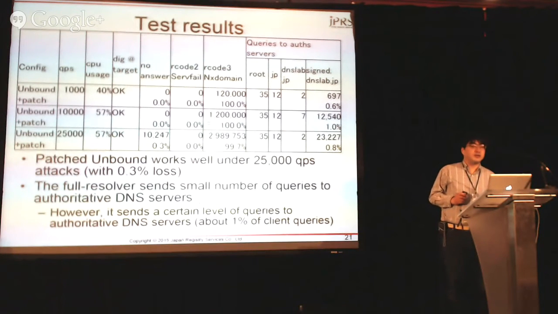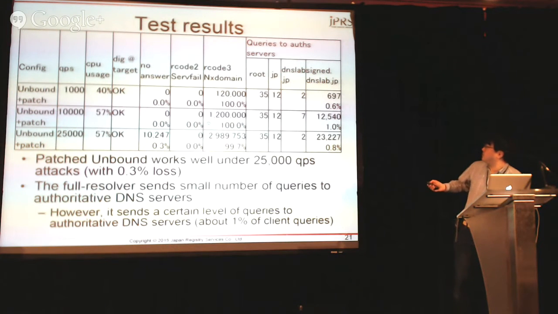And these are test results for Unbound, the patch to Unbound. The patch to Unbound works well under 25,000 query per second attacks with 0.3% loss. And the full resolver sends a small number of queries to authoritative DNS servers. This part. In my idea, this query count becomes 10 or a small number, but it is many, I think.